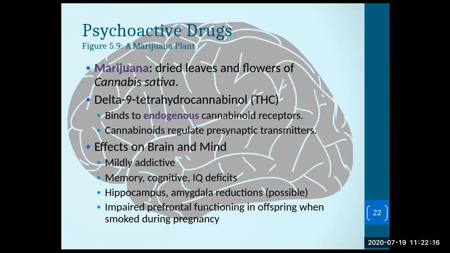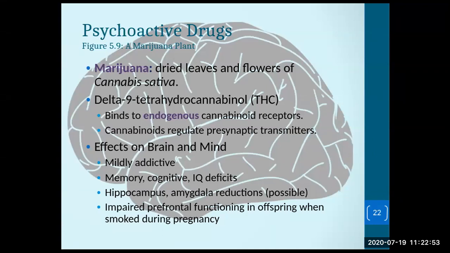What are the effects on the brain and mind? It is a mildly addictive substance, meaning that it doesn't take over your brain. There are not too many withdrawal symptoms or things like that. I'm sure, as far as marijuana goes, tolerance is a factor at some point, depending on, I guess, if you smoke it or eat it. Over the course of time, we find problems with memory, cognitive deficits, IQ deficits as well.